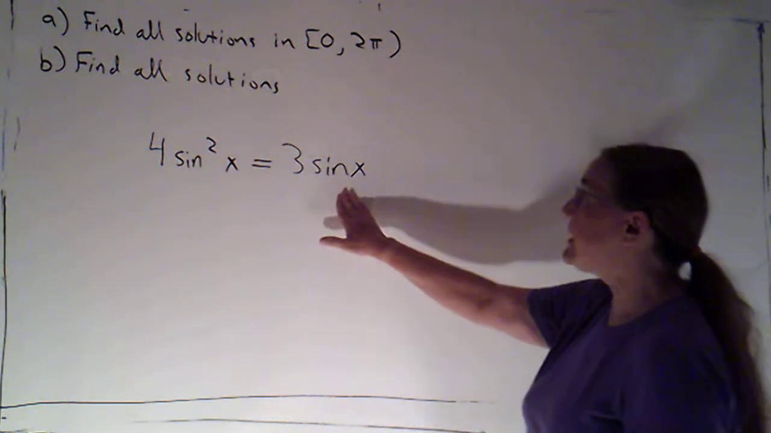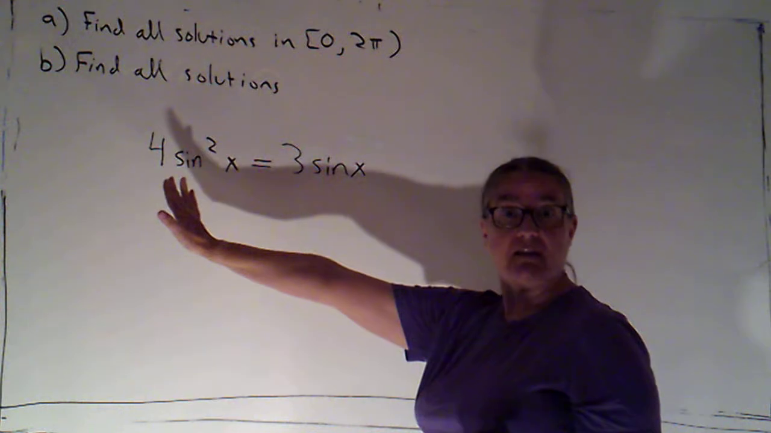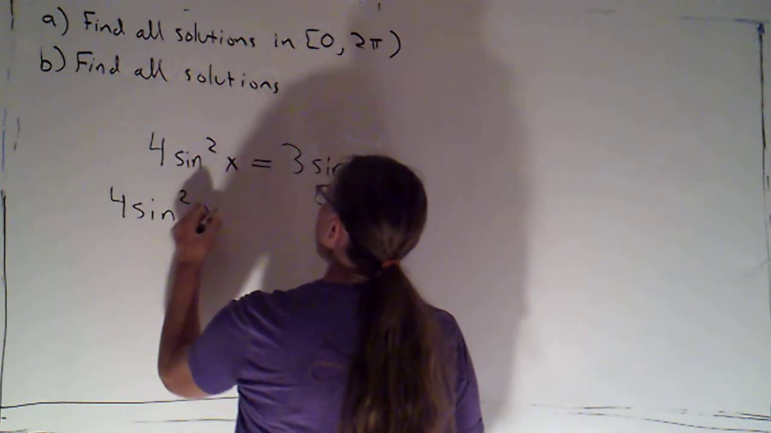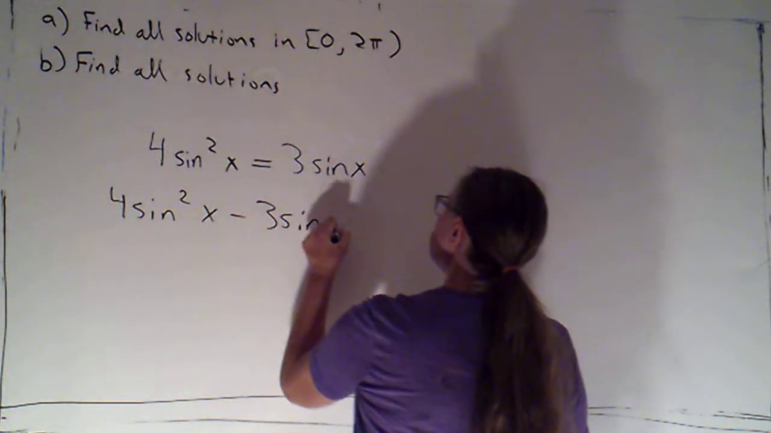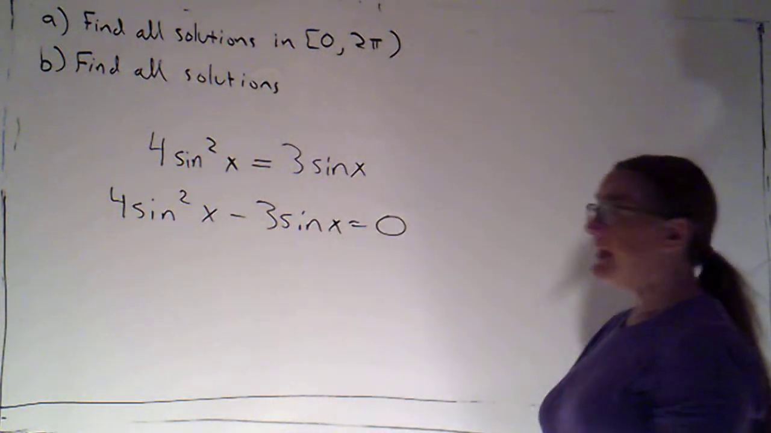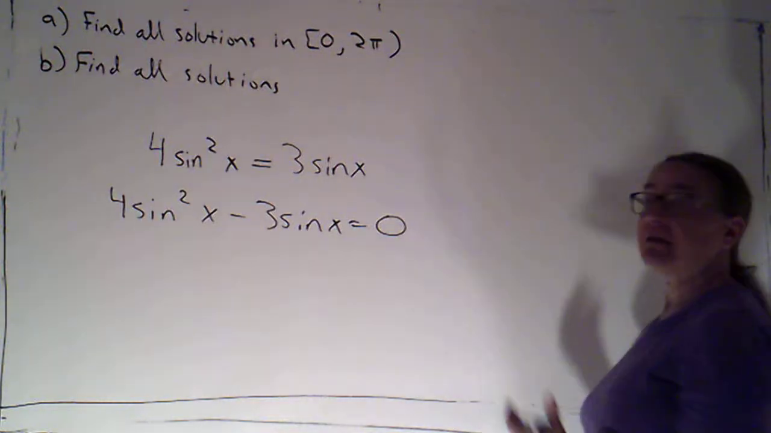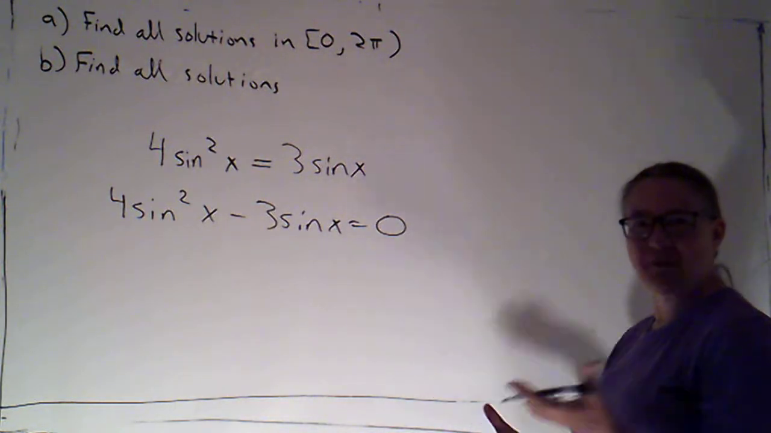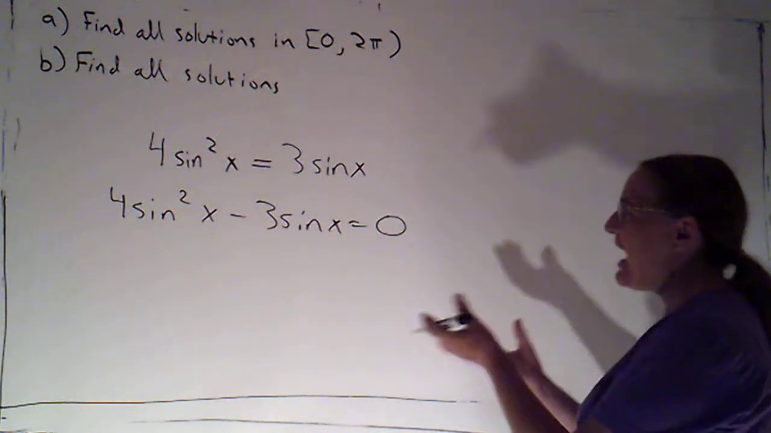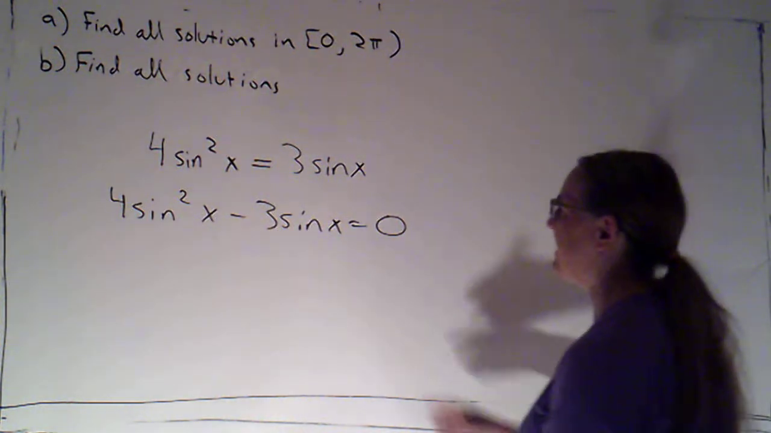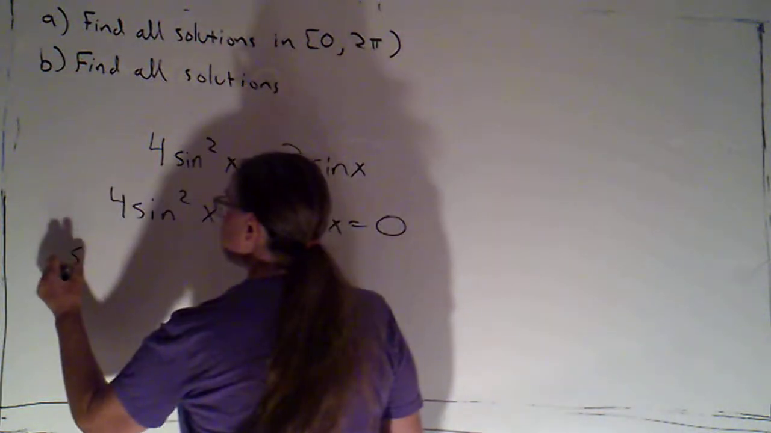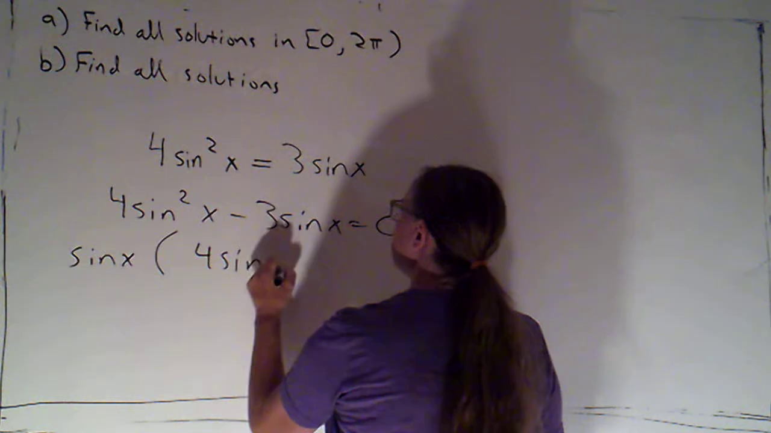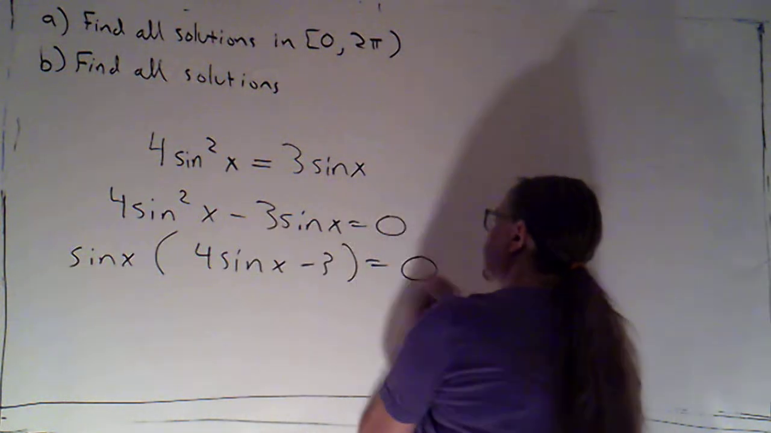Okay. So what I'm going to do instead is I'm going to move everything over to the left-hand side and set it equal to 0. So I'll have 4 sine squared x minus 3 sine x equals 0. Now I can factor. So same thing I do when I've got just x's to higher powers than just the first power, I'm going to try to factor things. Okay. Looks like I can factor out a sine x. So I get sine x times 4 sine x minus 3 equals 0.